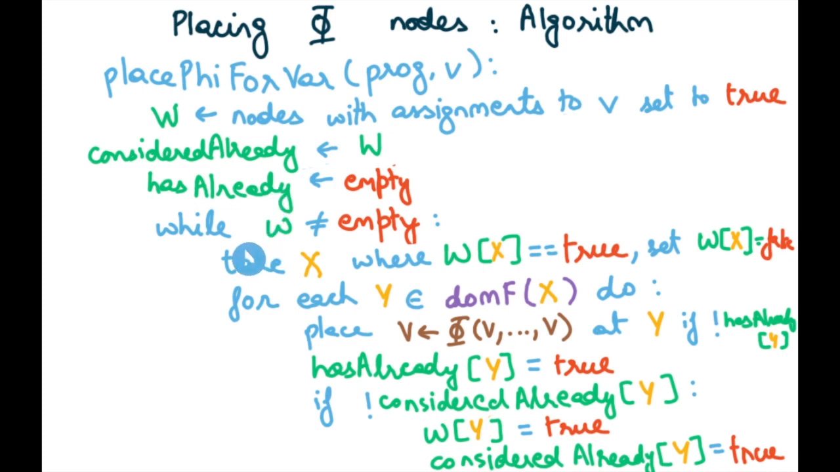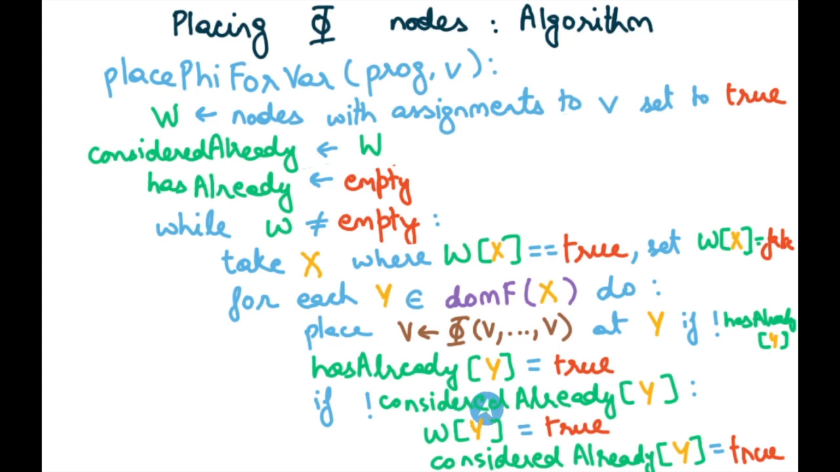The algorithm proceeds as a fixed point iteration, where we say that while W is not equal to empty, so while the work list doesn't become empty, we pick one node from the work list. So take X where Wx is true and set Wx to false. So that's the shrinking part of the work list. And for each Y belonging to the dominance frontier of X, place a trivial phi node at Y if it does not already exist at Y. So if a trivial phi node does not already exist at Y for this variable V, then place this trivial phi node at Y. Set has already for Y to true, because now there's already a phi node in Y.